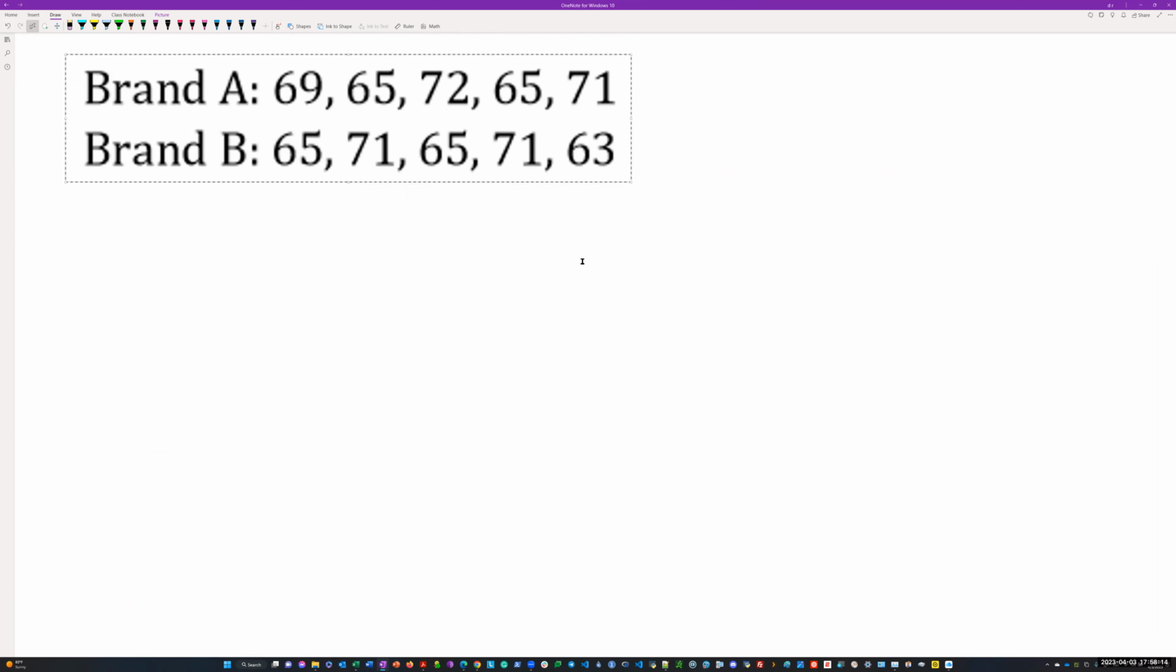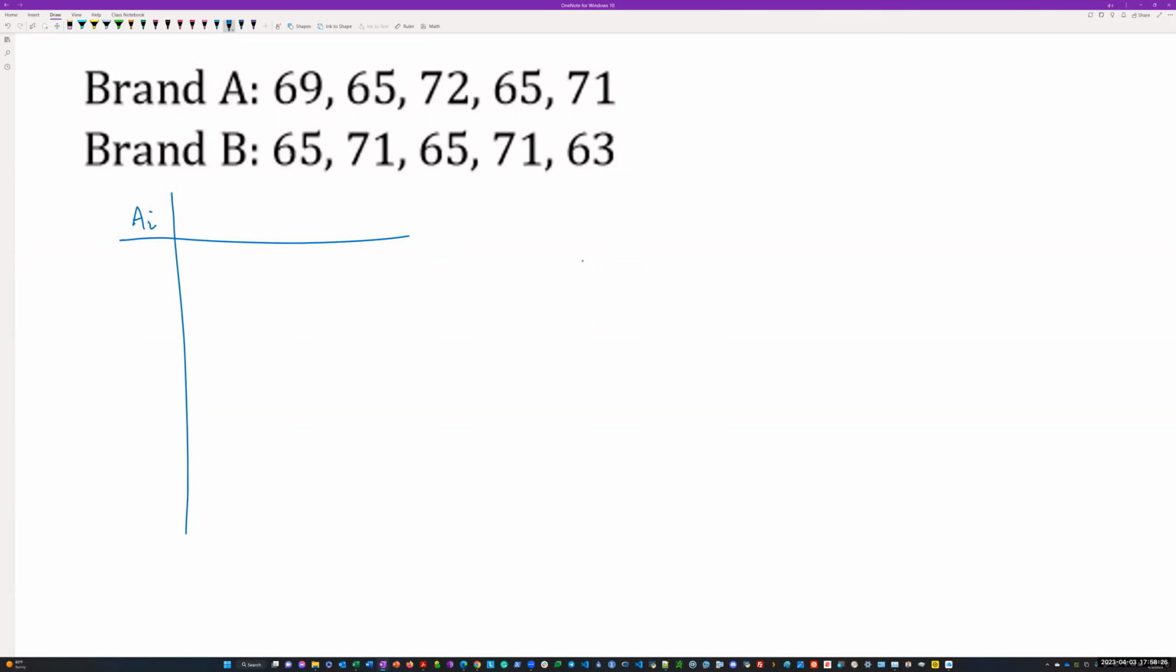All right, so it's almost the same thing as what I just said in the last one. It's just now they've given us 5 numbers here. Does everybody see that? So I'm gonna write A first. I'm just gonna put them in order, just because might as well have them in order: 65, 65, 69, 71, 72. Is that right?